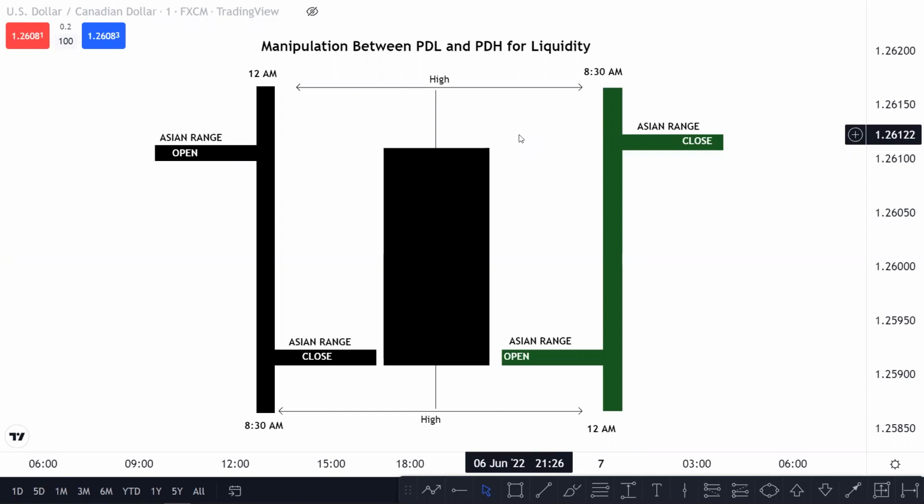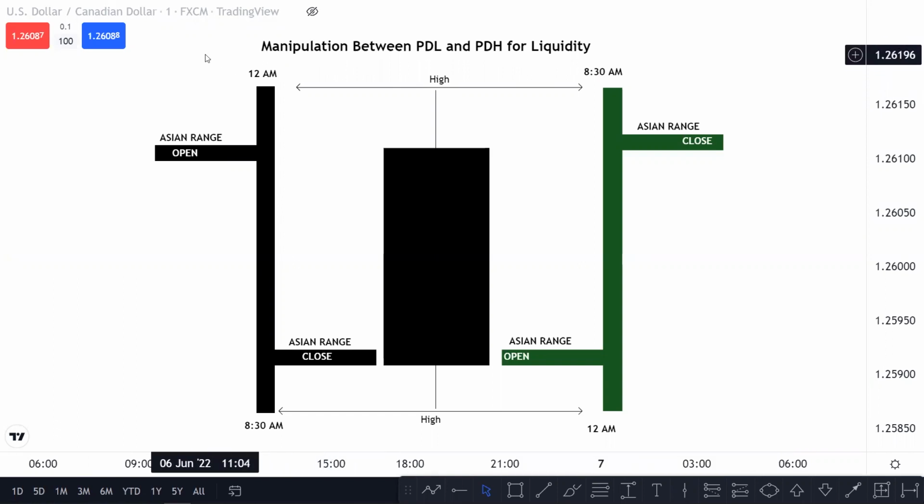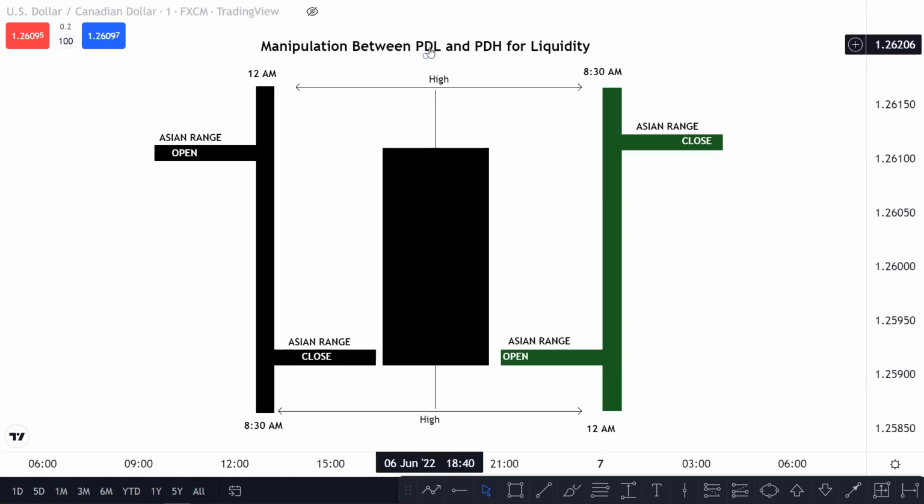Now, the 58th episode is totally different from the 59th episode. They are totally different. In the 59th episode, we are going to look at Asian range 1 and Asian range 2 on a single bar chart or a single candlestick. Then we are looking at manipulation between the PDL and the PDH. Now, what is the PDL and the PDH? PDL stands for previous day's low and PDH stands for previous day's high for liquidity.